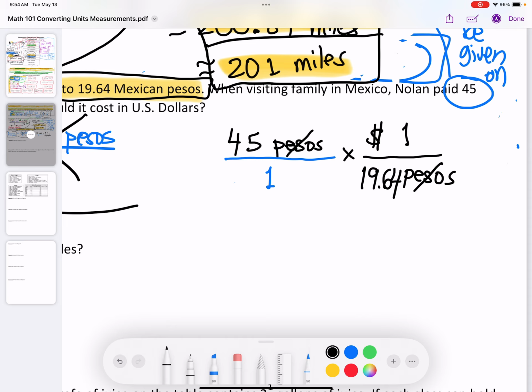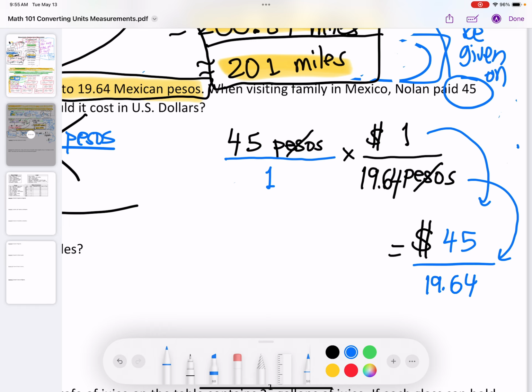Okay, and then you're going to check real quick: are the right units canceling? Yes, I think it looks good. I want to end with dollars, and that's what I'm ending with. That's the only unit left. Now I'm going to multiply across. We got 45 multiplied by 1. The numerator gives me 45. That's easy peasy. And the denominator, what is it? 1 multiplied by 19.64.